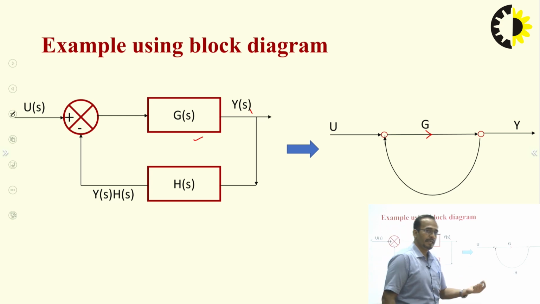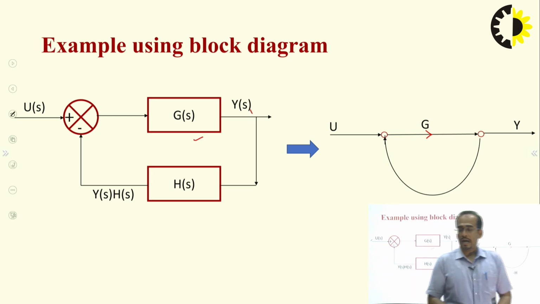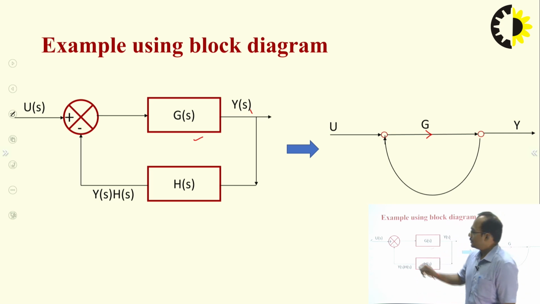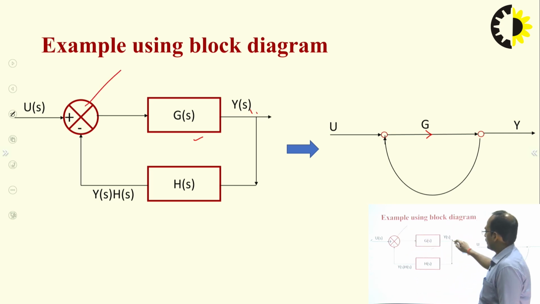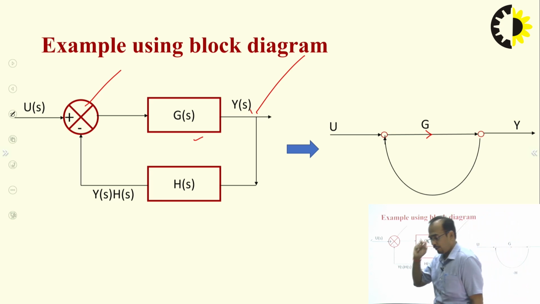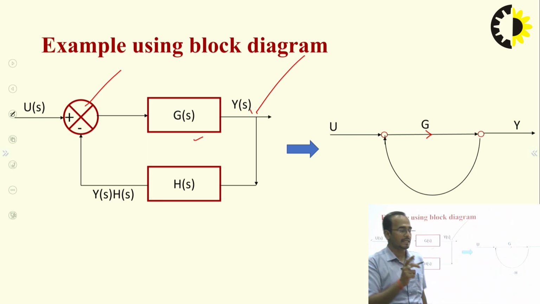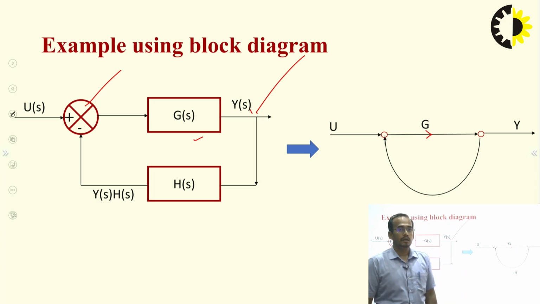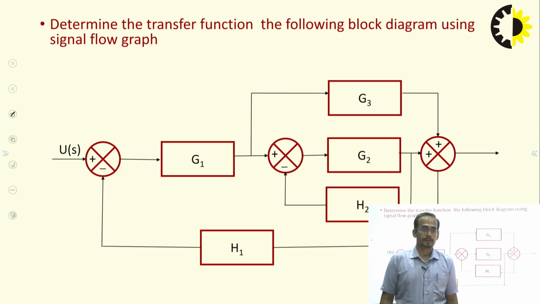Now how many nodes are here? I will replace the summing point and the takeoff point by a node. Here there is just one summing point and one takeoff point, so these will be replaced by a node. So I have replaced this summing point and takeoff point by a node.